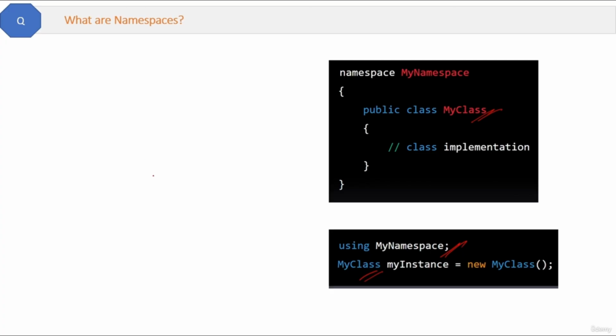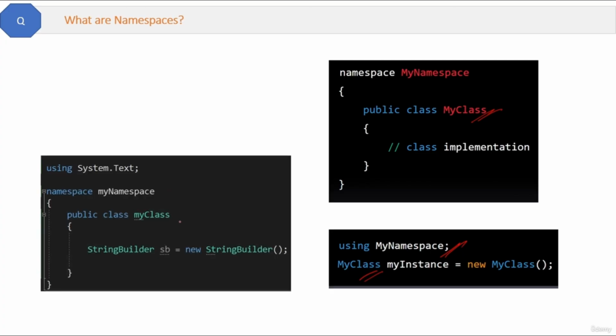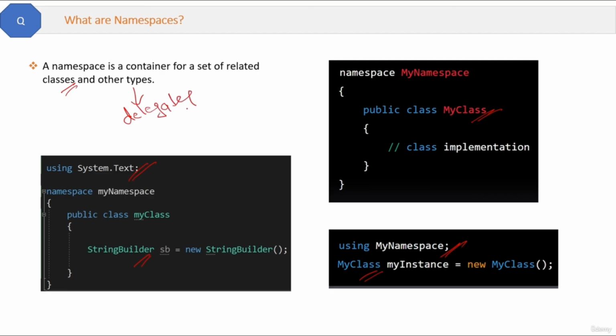One other example I will show. See, we are using the StringBuilder class, which is under the System.Text namespace. So the definition is: a namespace is a container for a set of related classes and other types. Mostly it is used for classes, but sometimes you can also declare delegates or something like that inside namespaces. That is what the other types are here.